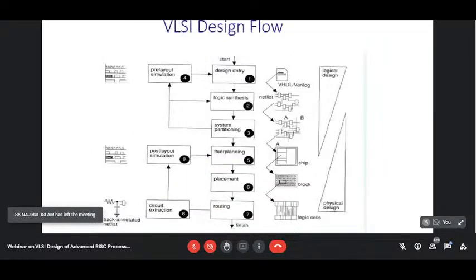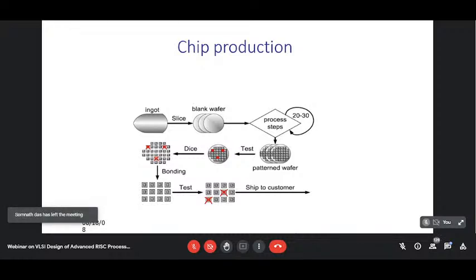Getting this, we just give it to the fabrication manufacturer, what we call the fab manufacturer. They will manufacture the chip for you. They are basically just chip production. From the ingot, you get the slices, what we call blank wafers. Then there are process steps, then the patterned wafer. Then you get the dice. Red marks mean some are faulty. Eliminate them, make bonding, and then again ship to the customers.